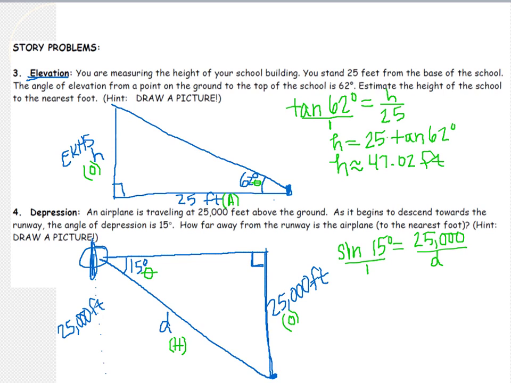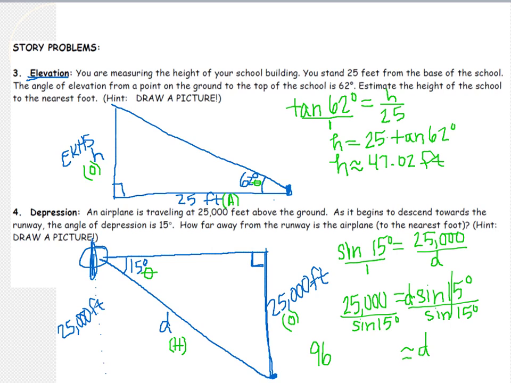So I'm going to make this into a fraction and cross multiply. 1 times 25,000 is 25,000 equals the sine of 15 degrees times my distance. The d goes in the front. If I want d alone, I need to divide both sides by the sine of 15 degrees. So those sines cancel, so my distance is approximately equal to, and put 25,000 divided by sine of 15 into your calculator, and you should get 96,592.58 feet.